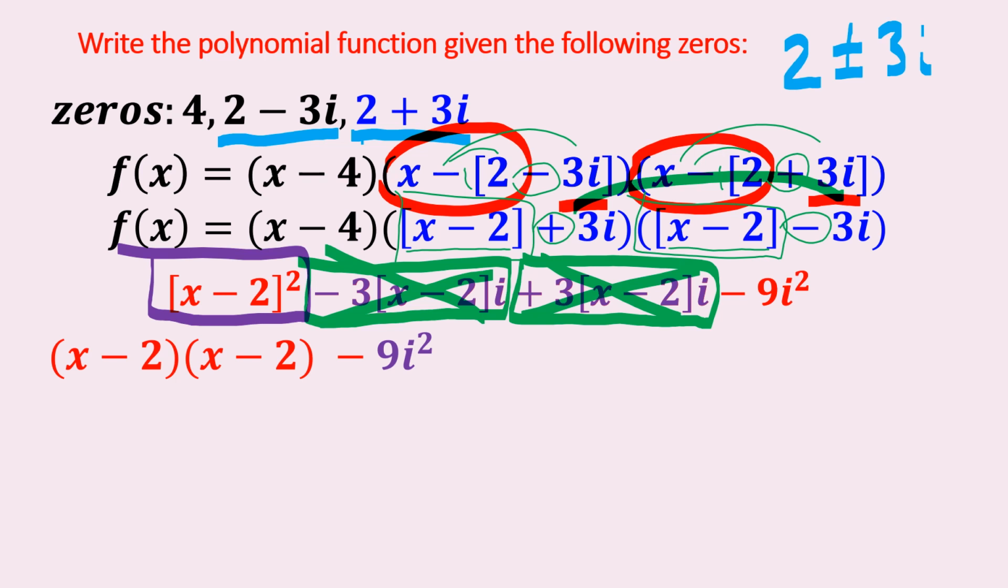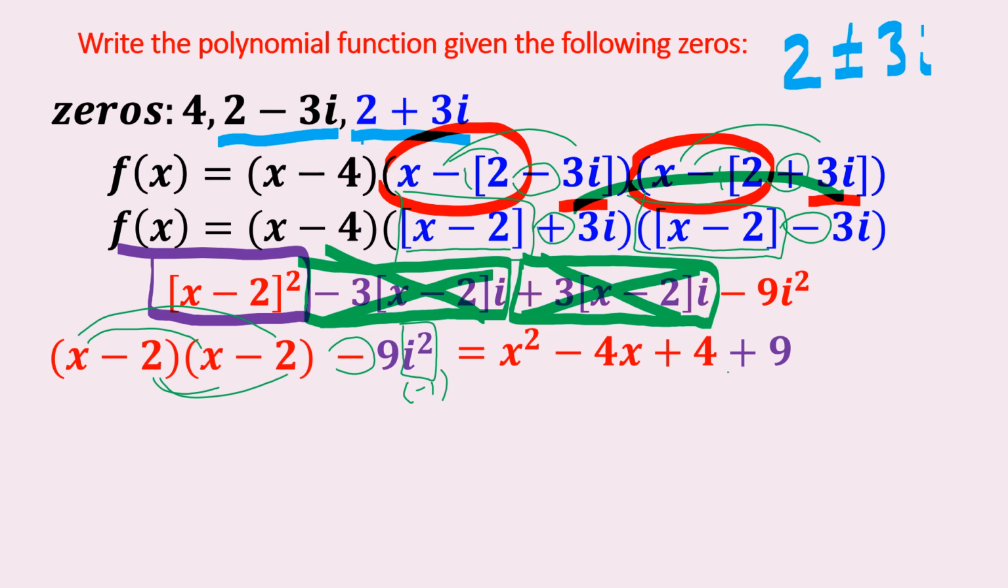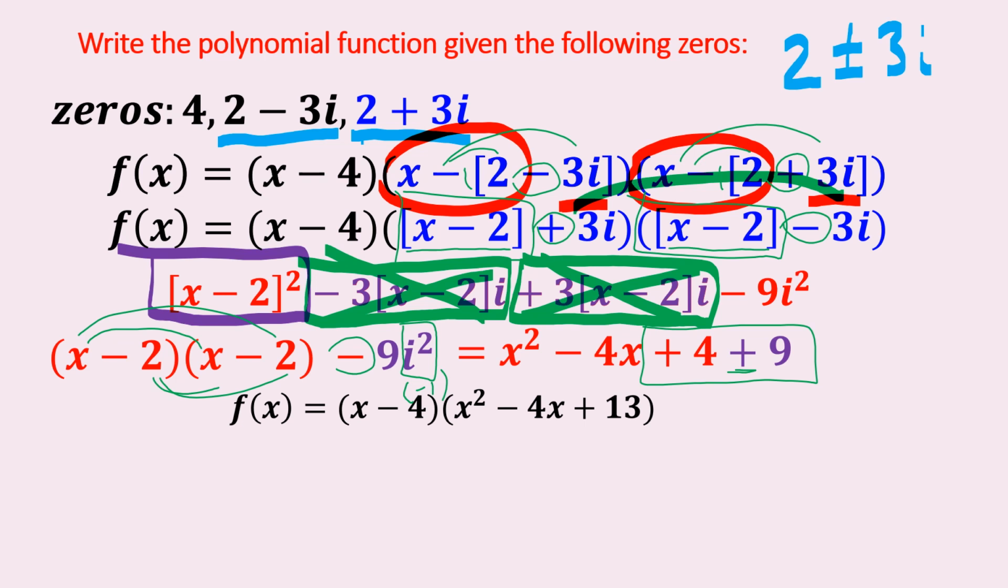You are probably expecting that we're going to have to FOIL this out. That's going to turn into x squared minus 4x plus 4. And this i squared always is just a negative 1, which switches that to a plus sign. We have some like terms. Those go together. The whole thing turns into x squared minus 4x plus 13. That's a lot of work to get that x squared minus 4x plus 13. That's why I said this one is a hard one.